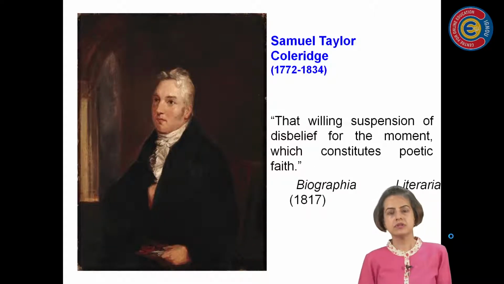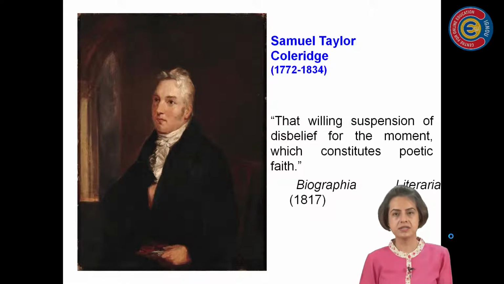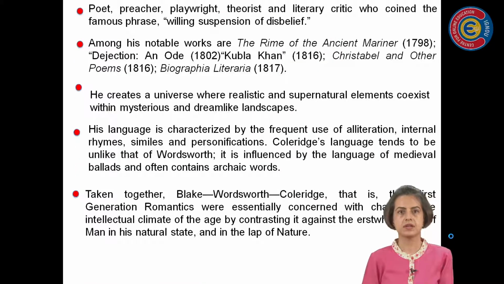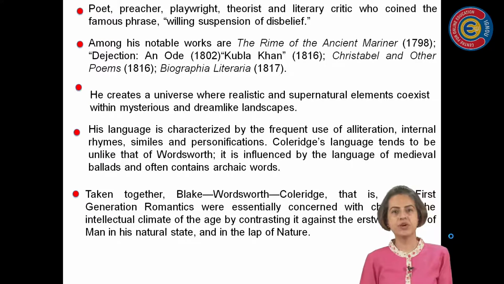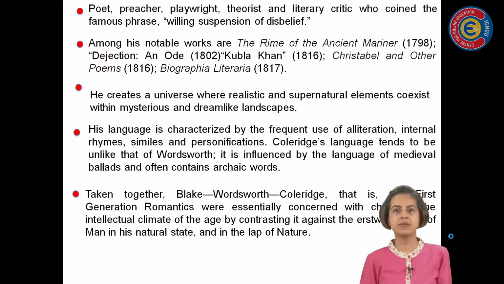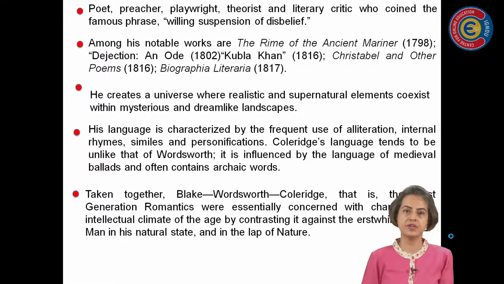Let's come to the third poet within the first generation of Romantic poets, which is Samuel Taylor Coleridge. He was a poet, preacher, playwright, theorist, and literary critic who coined the famous phrase, willing suspension of disbelief. Among his notable works are Dejection: An Ode, Kubla Khan, Christabel, and other poems, as well as Biographia Literaria.